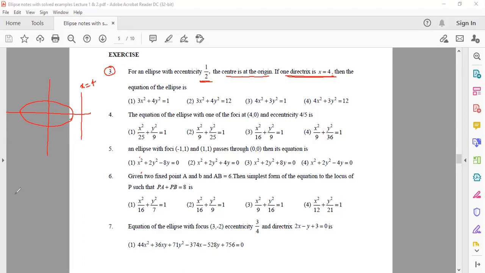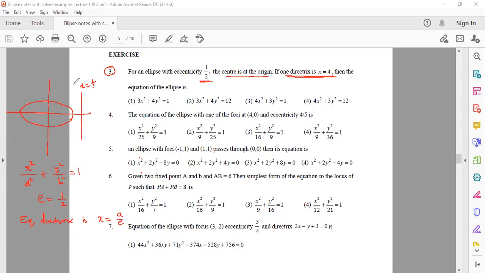Tell me, a greater than b. So you start writing. Let the equation of the ellipse be x square upon a square plus y square upon b square equal to 1. Then e is given to be half. Then the equation of the directrix is x equal to a by e.